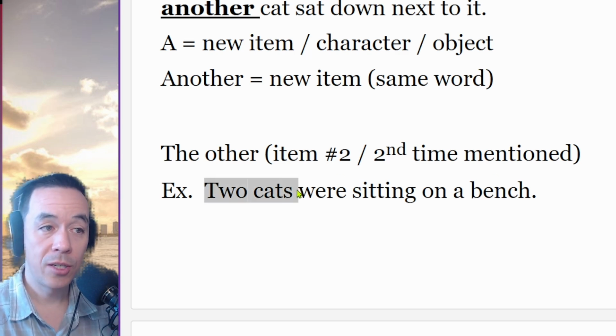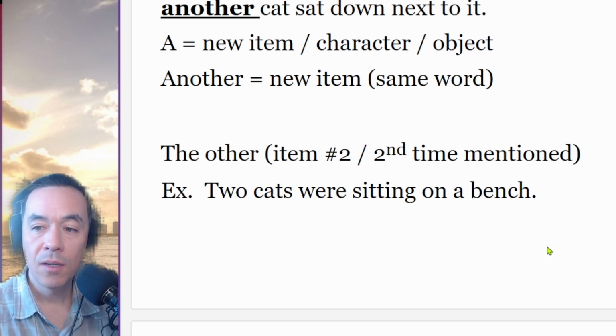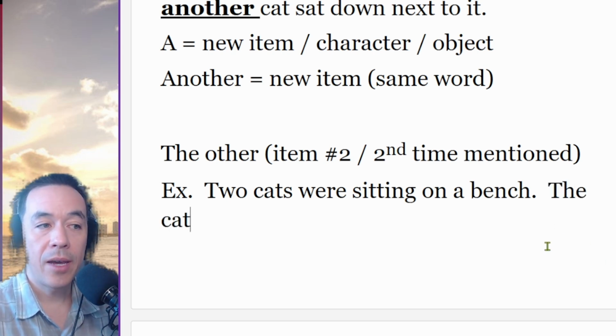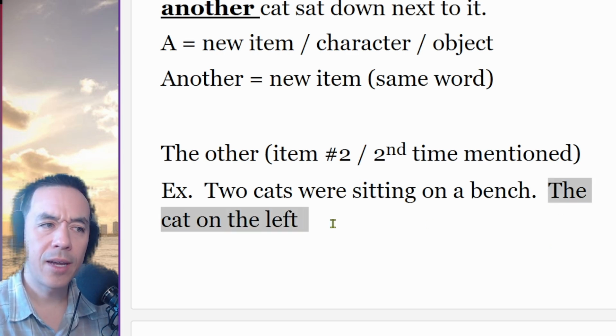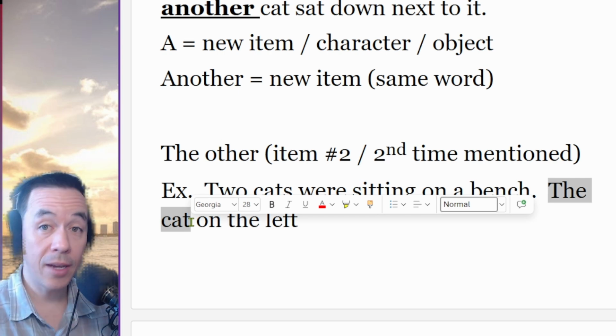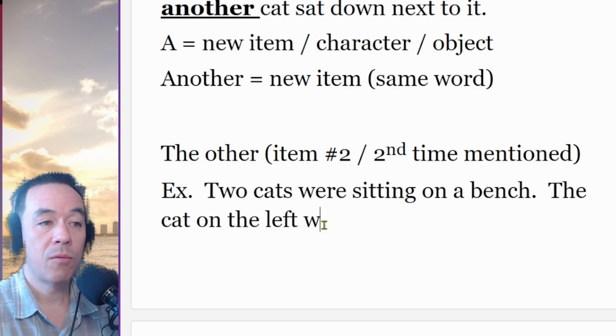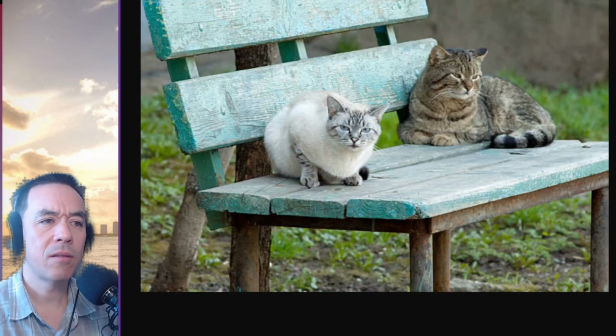So this is mention number one. I'm talking to you about it. Then I say, the cat on the left. Okay, so the cat. This is now mention number two. I'm talking about that cat again. Okay, the cat on the left was white. Is that right? Oh, yep, there it is.